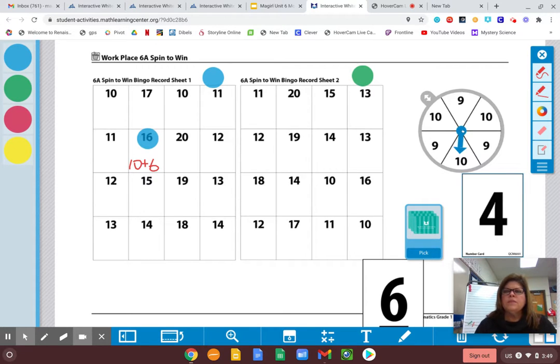And let's do the spinner. It didn't land on the line, so I'll spin again. You got 9. Okay, so the way that we've been doing our math facts is we would start with a 9 and we would count on 4 more. So we could say 9, I'm going to write it up here, plus 4.